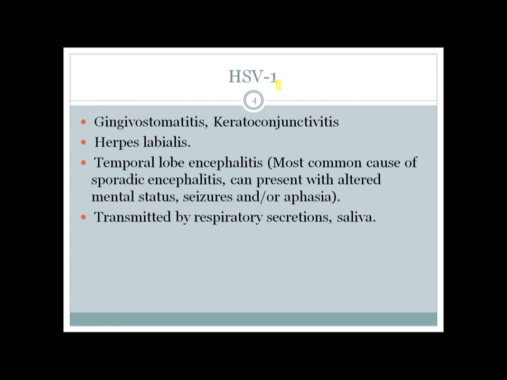And we have the first subtype of herpes virus, which is herpes simplex virus type 1, and it can cause multiple diseases like gingivostomatitis, keratoconjunctivitis, inflammation of the cornea, inflammation of the conjunctiva, and herpes labialis. And one more important disease caused by herpes simplex virus type 1 is temporal lobe encephalitis. It is the most common cause of sporadic encephalitis, and as the temporal lobe is involved, it can be associated with altered consciousness or altered mental status, seizures, and aphasia.